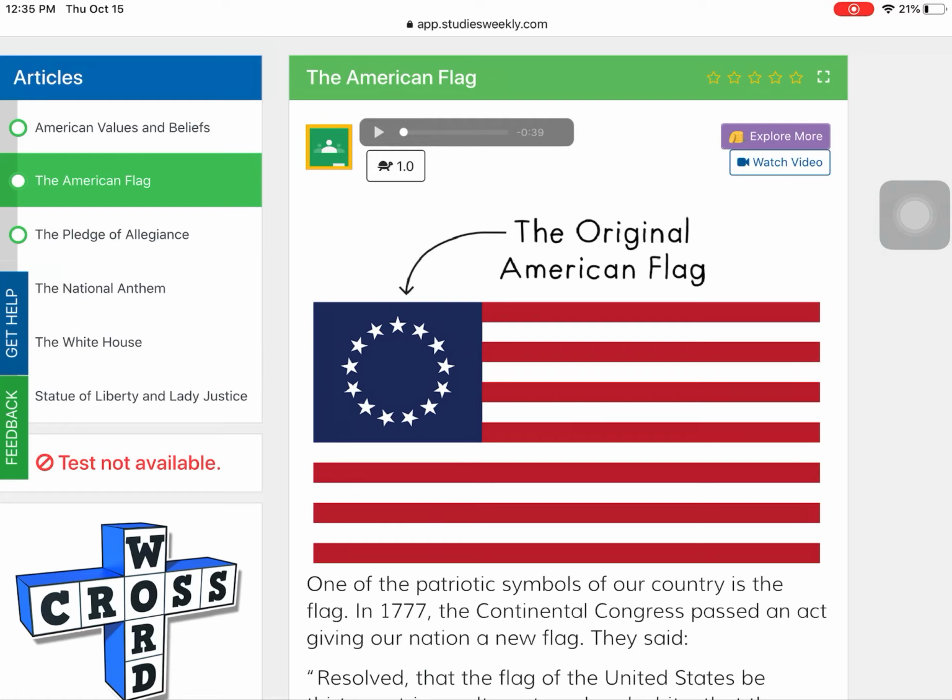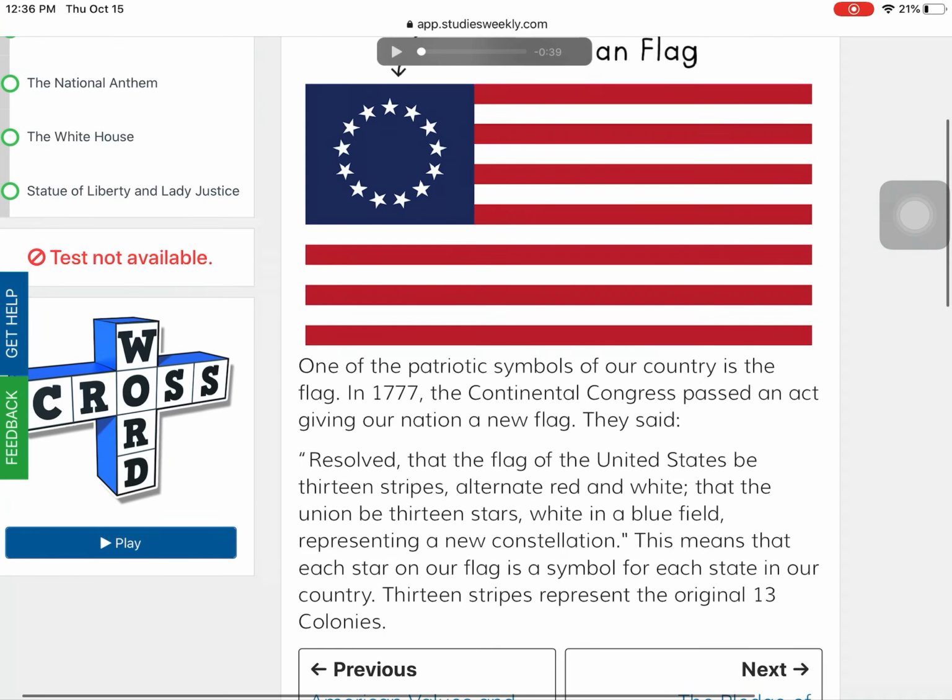No, it doesn't look exactly the same. It's a little different, but it is still pretty similar. This was our original American flag that was created by a woman named Betsy Ross. She made the first design for the American flag. So let's go ahead and read a little bit about this.